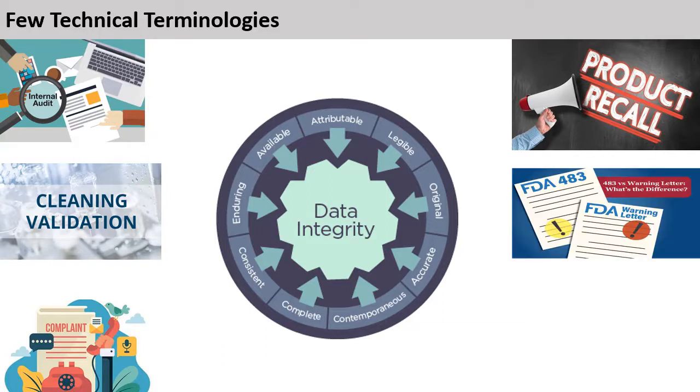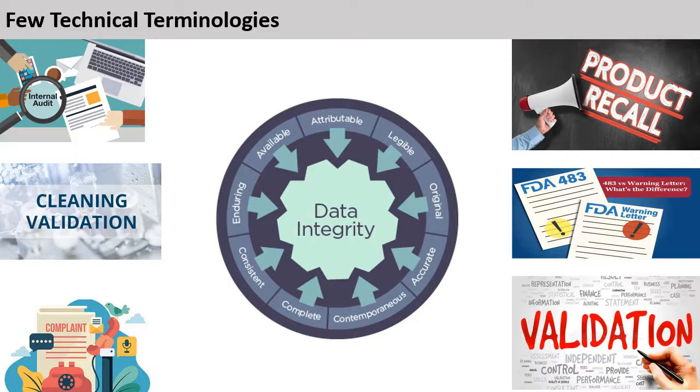FDA 483. You would be hearing about it now and then when FDA inspects any facility. This is the form number 483, which is used to report the observations made by the FDA investigator during facility inspection. Validation. It is the documented evidence to demonstrate the acceptance criteria or given specification are consistently met through the respective process, system or equipment.